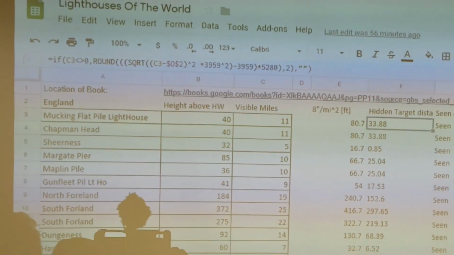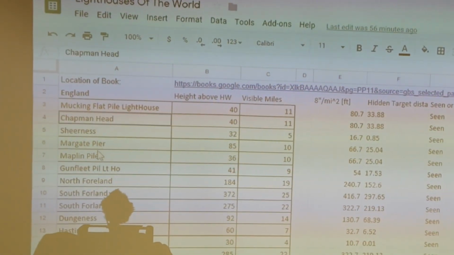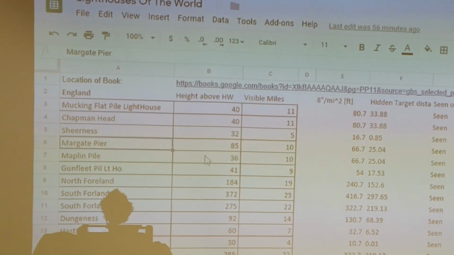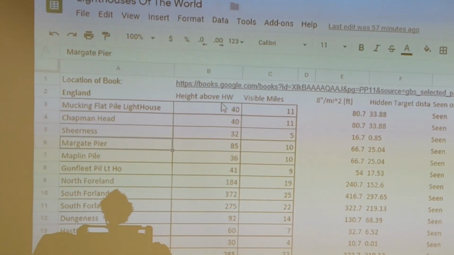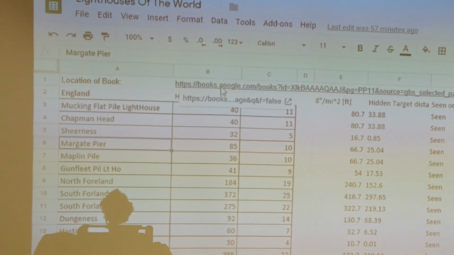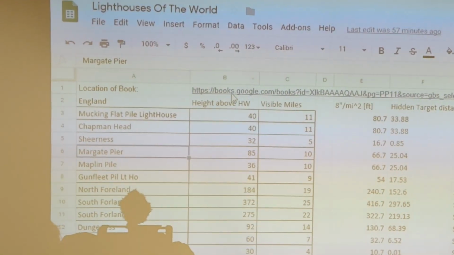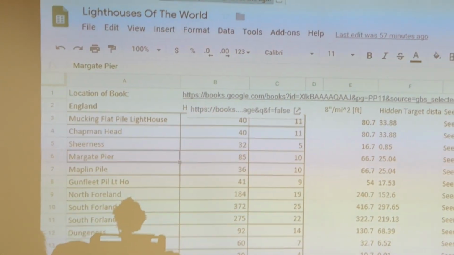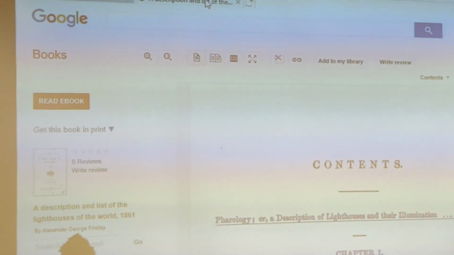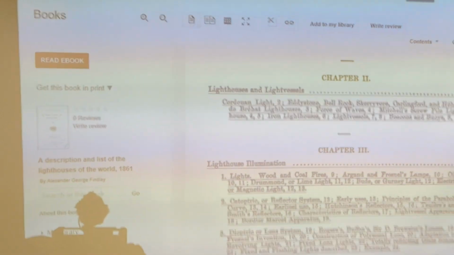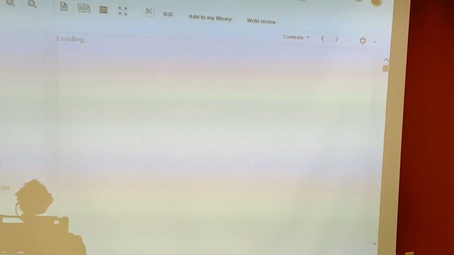And so I started filling out some of the names of the lighthouses over here. Yep, so this is straight from the book, which gives the name of the lighthouse, and then you've got the height above the water, and the visible miles. That's all data that we took from the book.